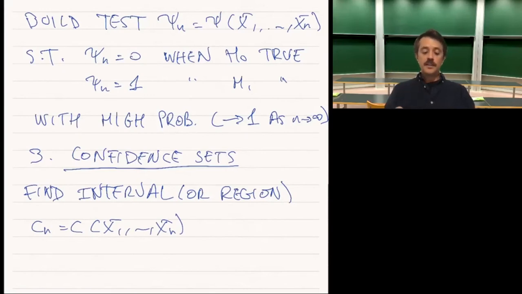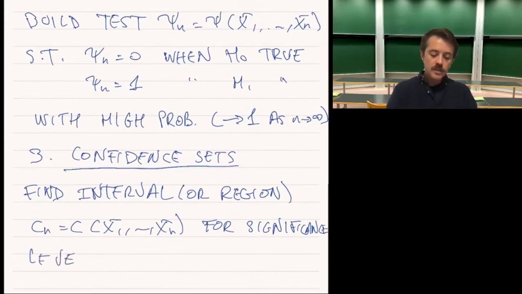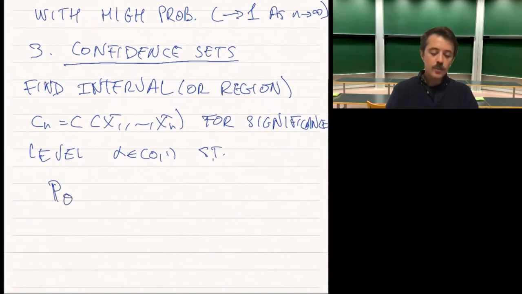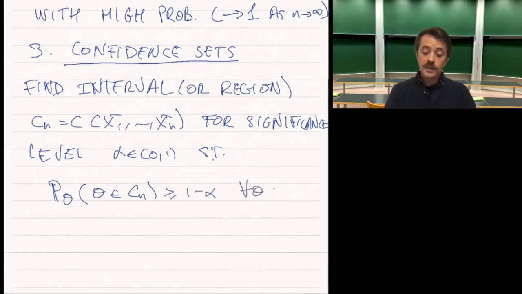And so we want to find this interval for a given significance level alpha, where alpha belongs to (0, 1), such that the probability of theta being in Cn is at least 1 minus alpha. And this is for all theta in your parameter space.